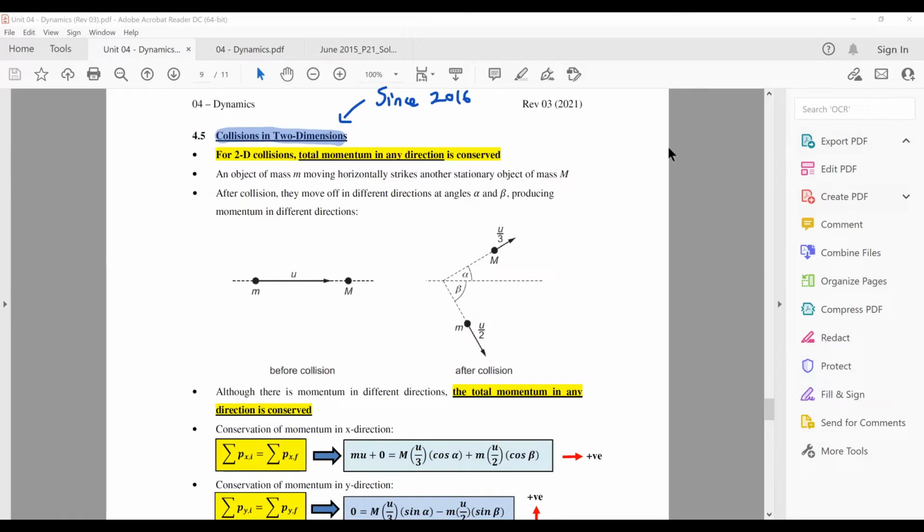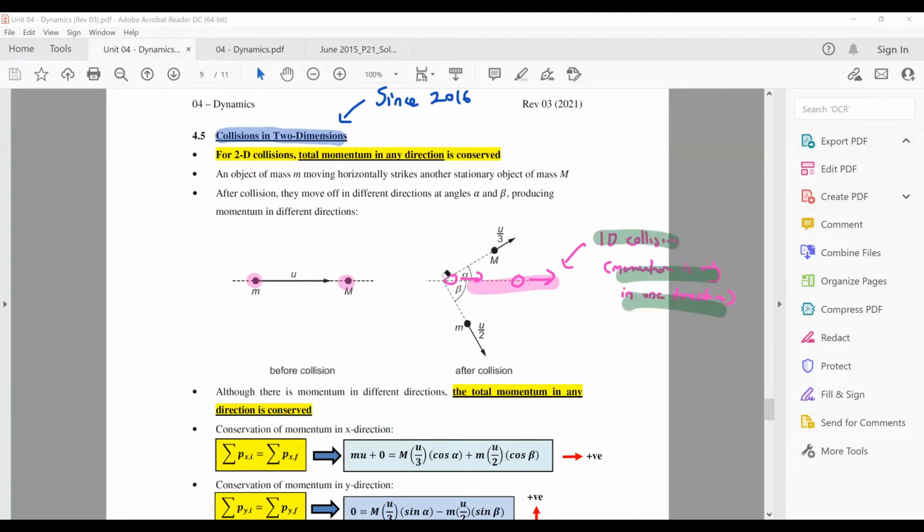Collision in 2 dimensions is something like this, where we tell you that you have one object that hits another object, and then after collision, instead of moving in a straight line like this, where maybe this one moves at a speed like this, one is considered to be 1D collision, where momentum is only in one direction.